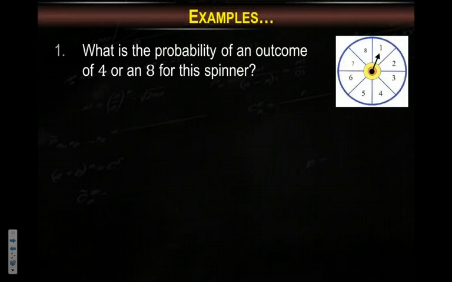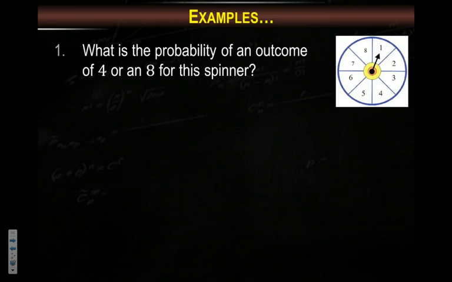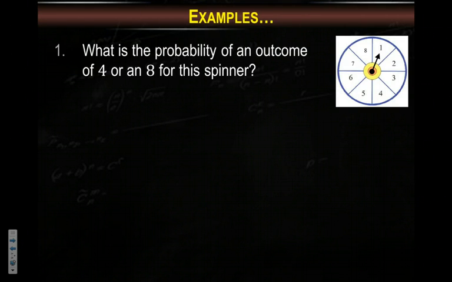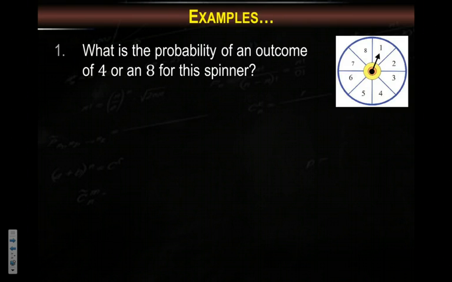One more. You guys ever seen those spinners before in old sort of board games? What's the probability of getting a 4 or an 8 with that spinner? 1 out of 4. No, read it carefully. 2 out of 8. Or 1 out of 4. Okay, or 1 out of 4.